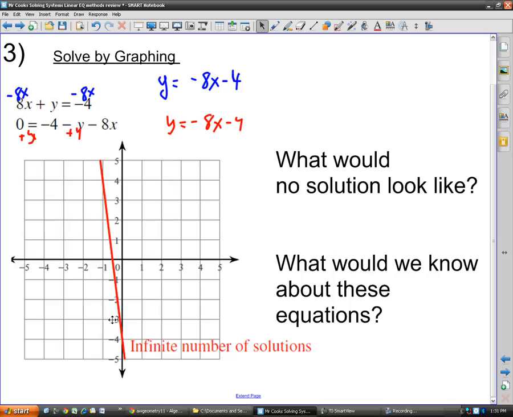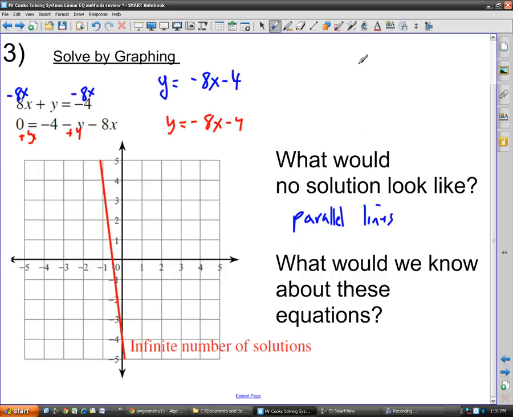It says over here, what would a no solution look like? Well, those would be parallel lines. Parallel lines will have no solutions because they never cross. And so when you have parallel lines, they're not going to cross. These guys are the same. So there's three options in this one.